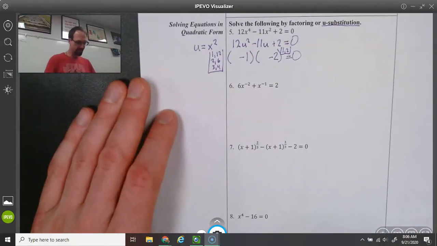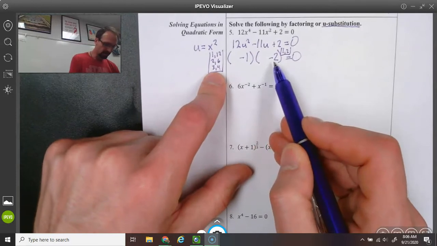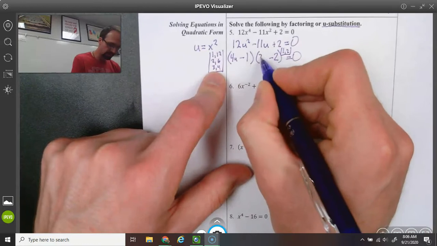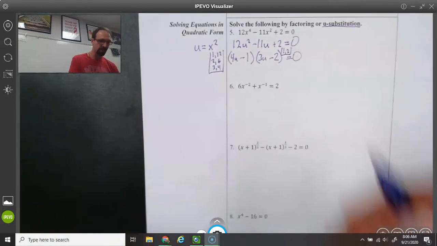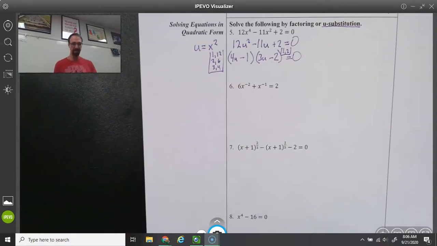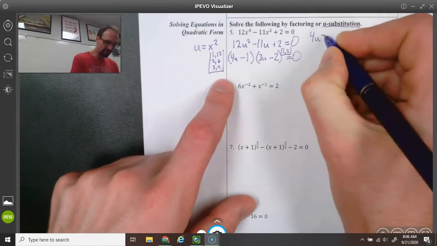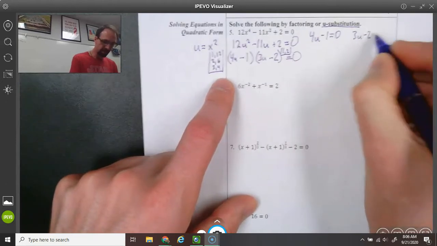So let's see. If I do 3 and 4, does that work? 4 and 2, yeah, that'll work definitely. So I'm going to do a 4u here and a 3u here. So let's see, 4u is negative 8. Yep, that'll work. All right. So now I can set both of these equal to 0 and then solve. So I'm going to have 4u minus 1 equaling 0, and then 3u minus 2 equaling 0.